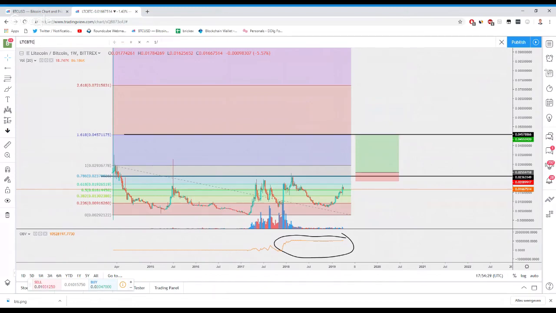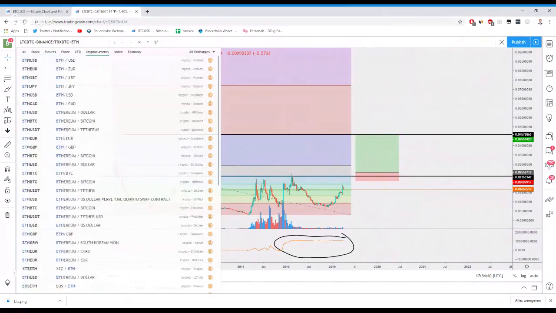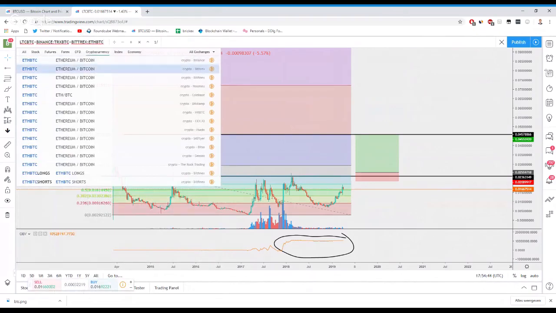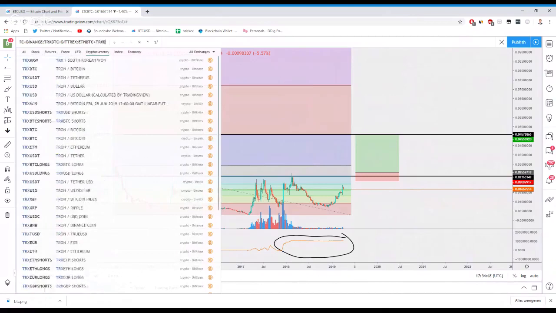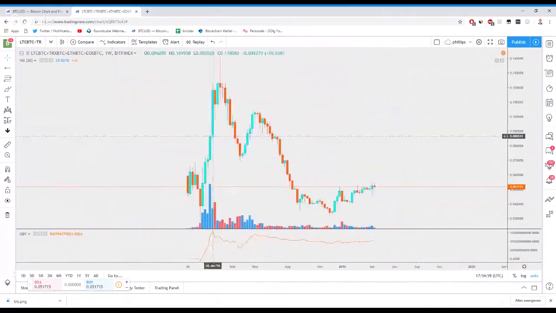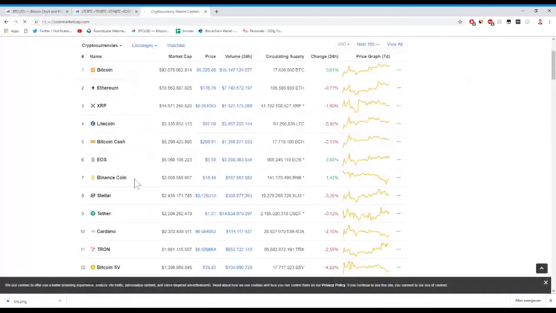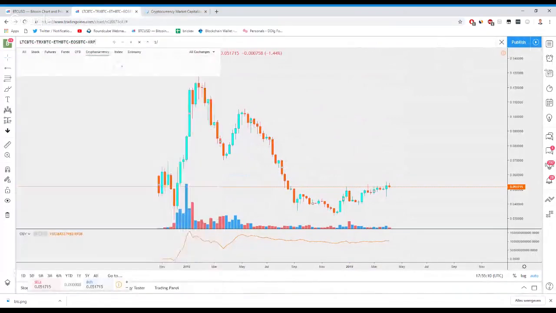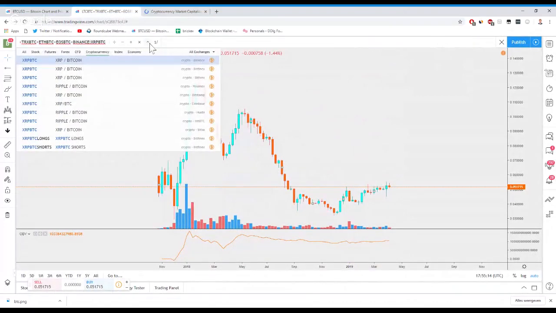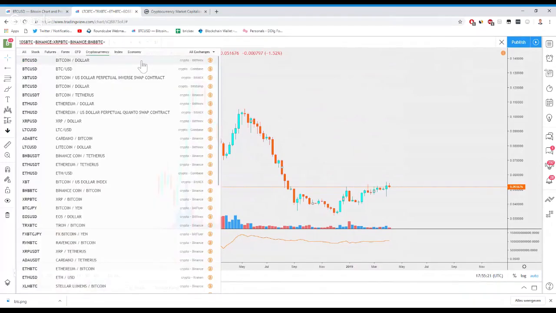Now, a little update on the entire market cap: TRX, BTC. Let me just fix this because this usually takes a while. Ethereum. There we go. Am I forgetting something? I believe I am. Of course, Ripple, XRP. There we go.